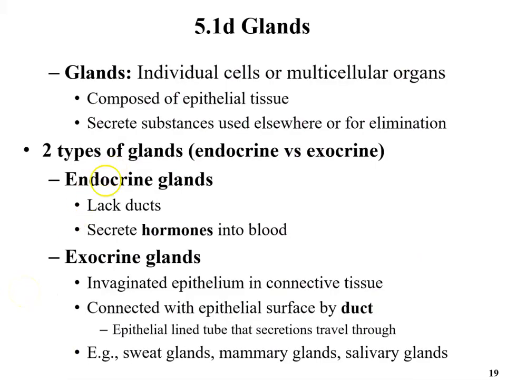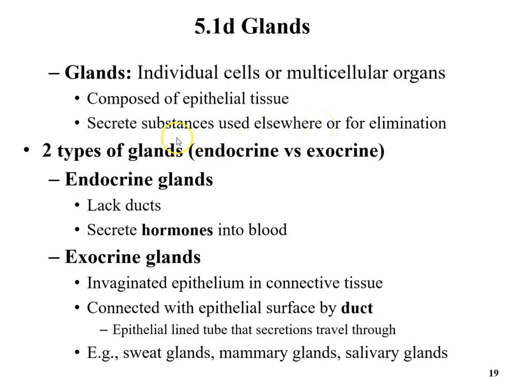So let's talk a minute about glands. Glands can be individual cells or multicellular organs. Glands are composed of epithelial tissue, and they secrete substances that are used elsewhere in the body or that go onward to be eliminated.